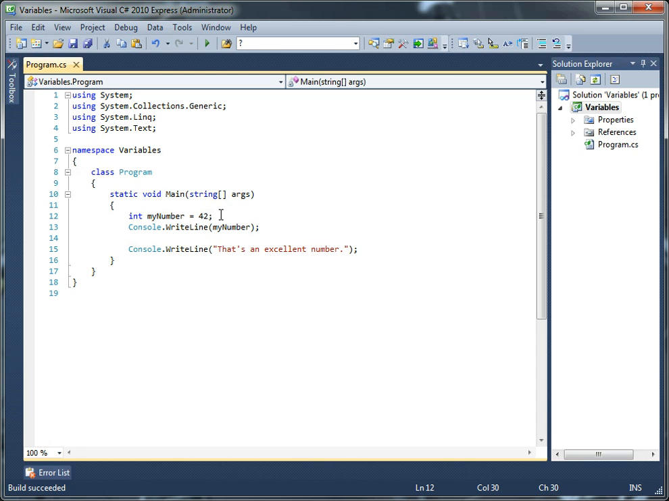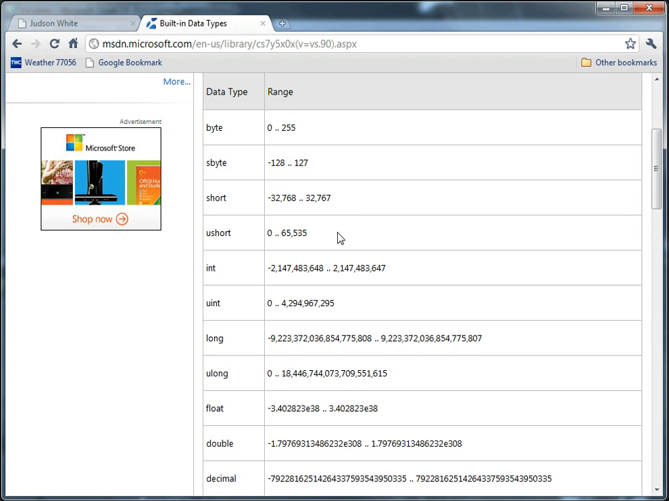Now, there's a number of built-in data types in C#. Let me pull up MSDN real quick and show you. So here's the list. The ones that you'll most commonly use are int, long, double, decimal, char, string, bool, and object, and maybe byte, depending on what you're doing. So let me talk about each one of these real quick.